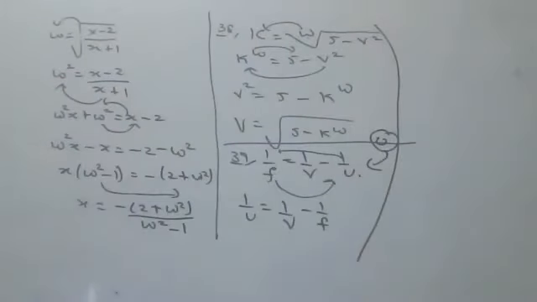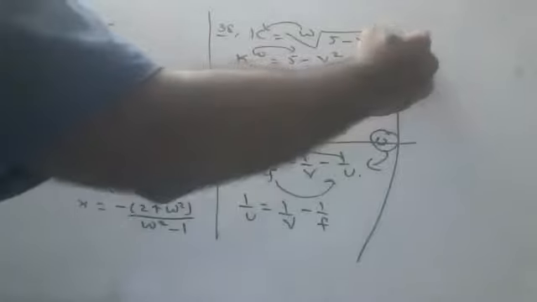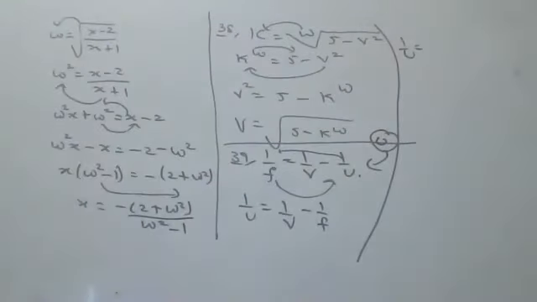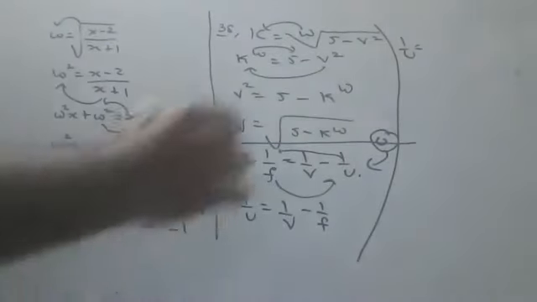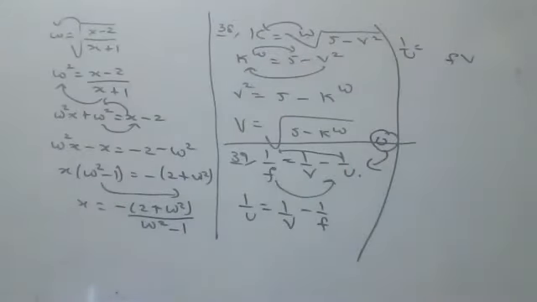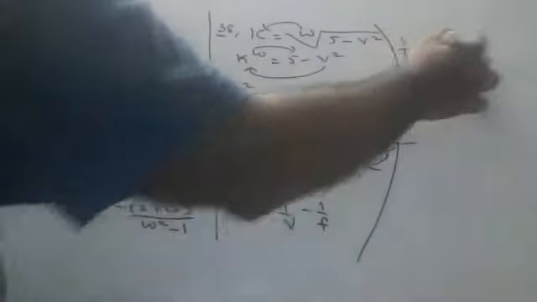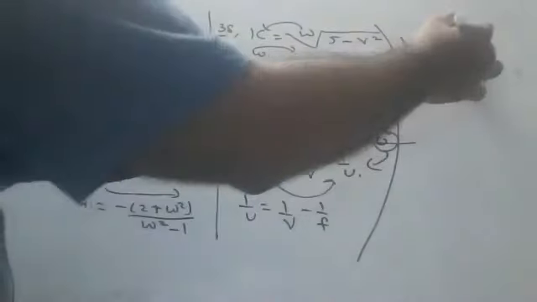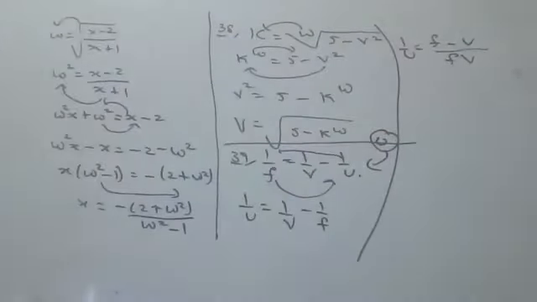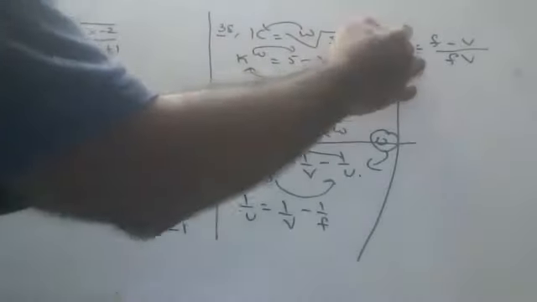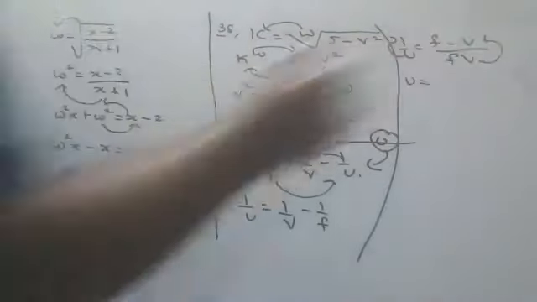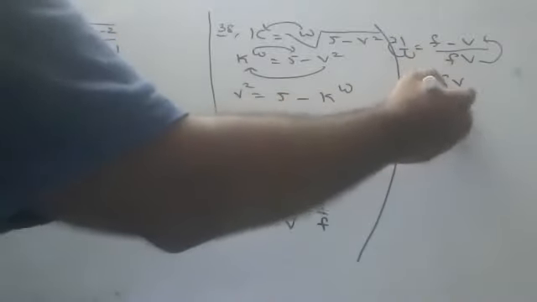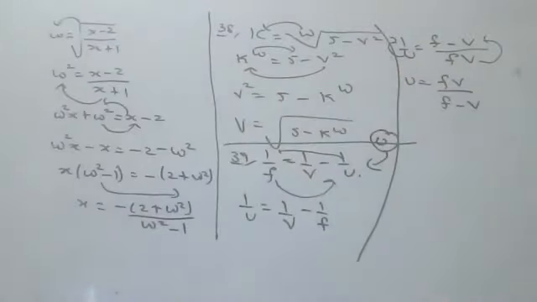Then 1 by u, fv is the LCM. See here, all of you. fv is the LCM, children. v v gone, f will come up: (f minus v) by fv. Now I want u as the subject, so u should come up. If u is coming up, this also gets reciprocal. So u equals fv by (f minus v).